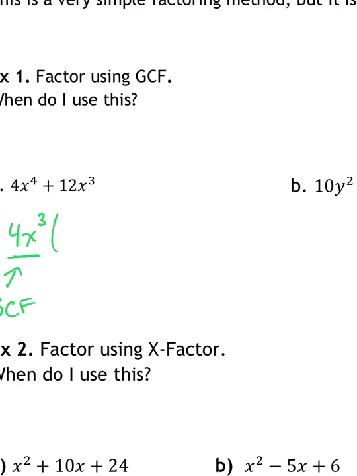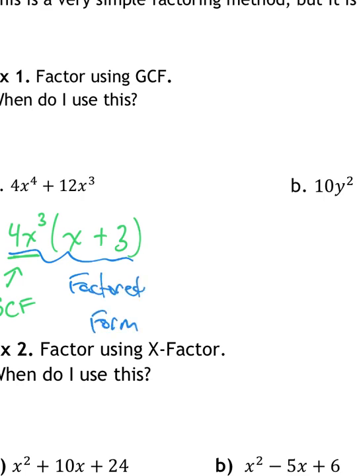Now, if I take 4 away from 4, I'm left with 1. If I take x cubed away from x to the fourth, I take 3 of those 4 x's away, I'm left with just an x. Still got the plus sign. If I take 4 away from 12, 12 divided by 4 is 3, and I took all my x cubes away, so that is the factored form. So that whole thing is your new factored form, and what's in the parentheses should not have a GCF anymore.